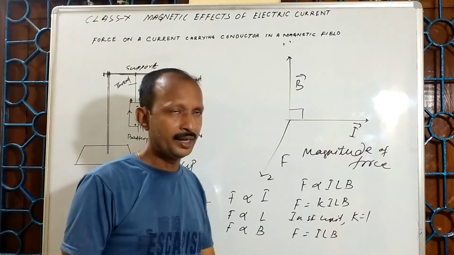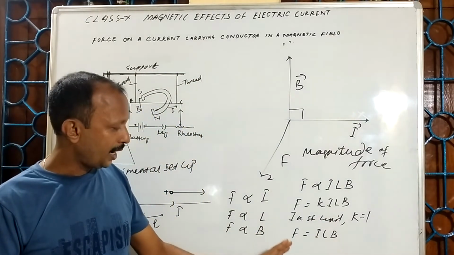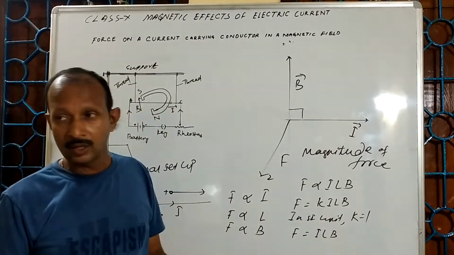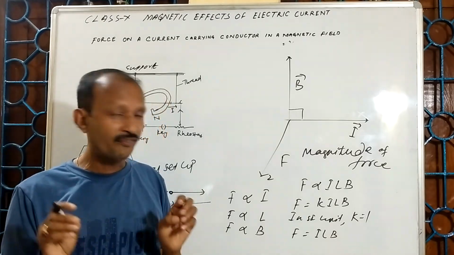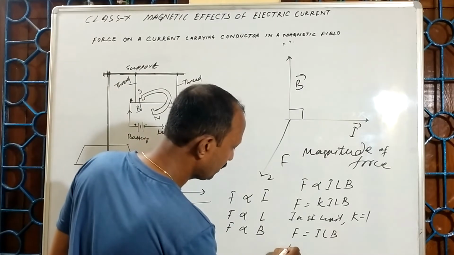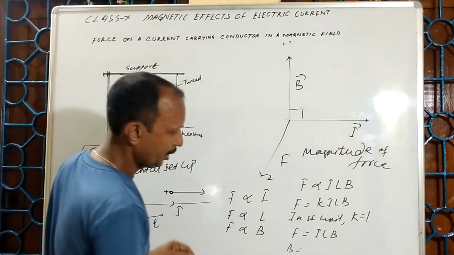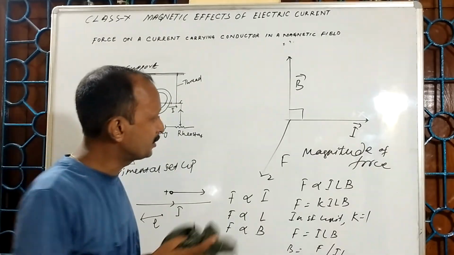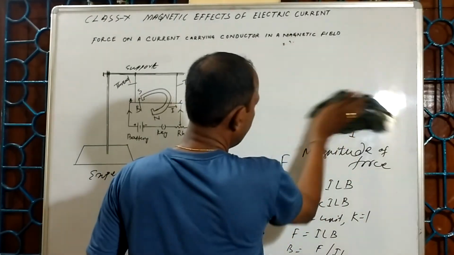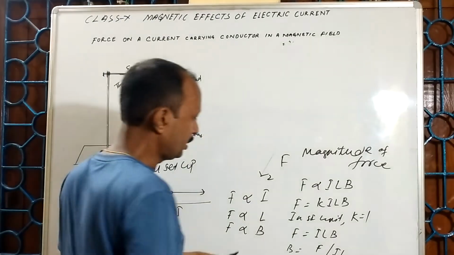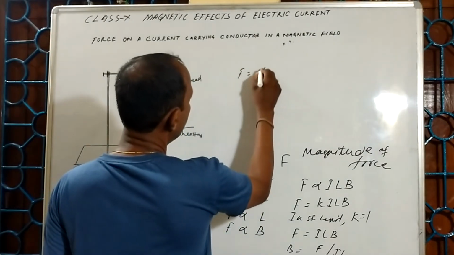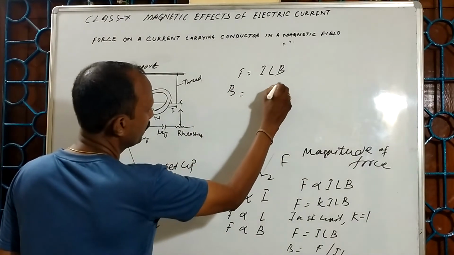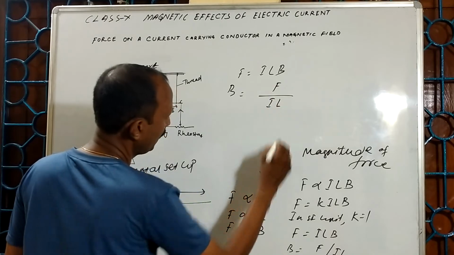I stands for the current, L stands for the length of the conductor, B stands for the magnetic field. So in this case, I can say that B is equal to F divided by I L. So we got that F equals I L B, or I can say that B is equal to F by I into L.